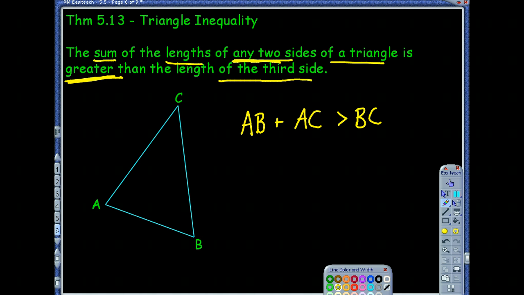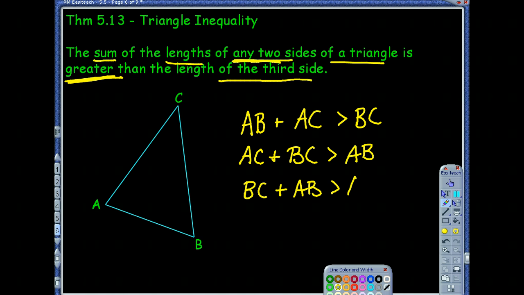And there are other inequalities that we could write. What are the other inequalities? So let's do AC and BC. That has to be greater than AB. And then I'm thinking of one more. BC plus AB has to be greater than AC. So there's technically 3 different inequalities you can write from this theorem.